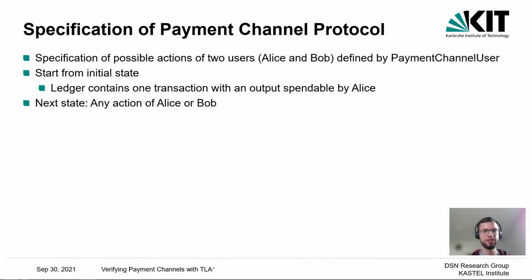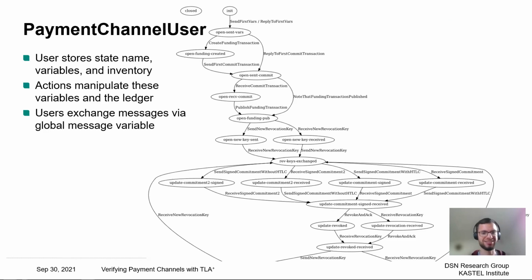To give you an overview of the actions that we have in the protocol, here is a graph of them. You probably cannot read them here, but we have different states of the protocol, and at the arrows we have the actions that go from one state to another. So users store the state name of the protocol they're in. They store variables and keep an inventory of all transactions and keys they have. And these actions manipulate these variables, and they manipulate the ledger if users publish transactions on the blockchain.